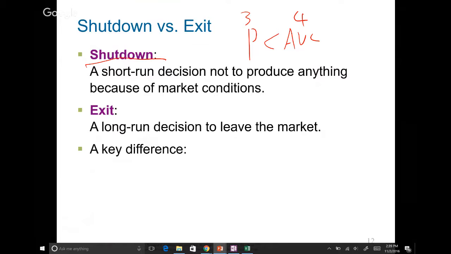So in the long run, when you're renegotiating your rent with your landlord, if your price is less than ATC, which means you're losing money, then you're going to exit the market. So in the short run, if your price is less than AVC, you shut down immediately. And in the long run, if your price is less than ATC, then you exit the market and just close down.